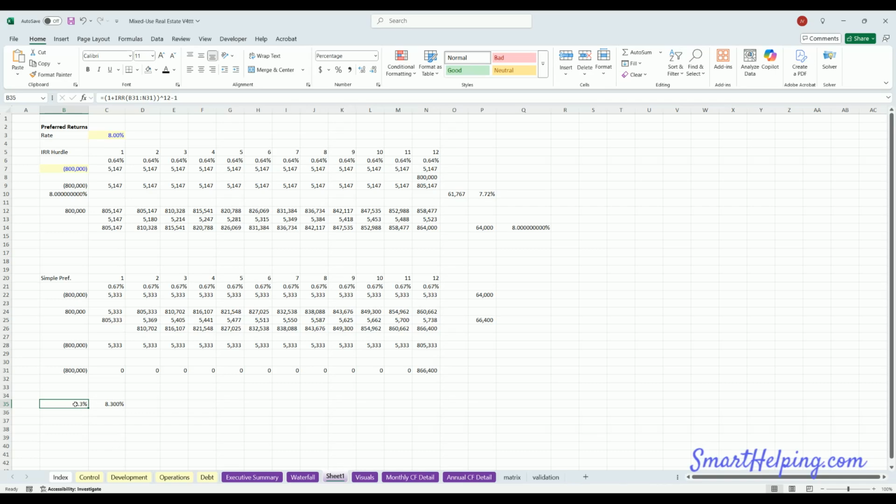It's 8.3, so that's the best for the LP, worst for the GP, and that would be a compounded pref. That's compounding, accruing the return, and you're paying. You're getting that each month.